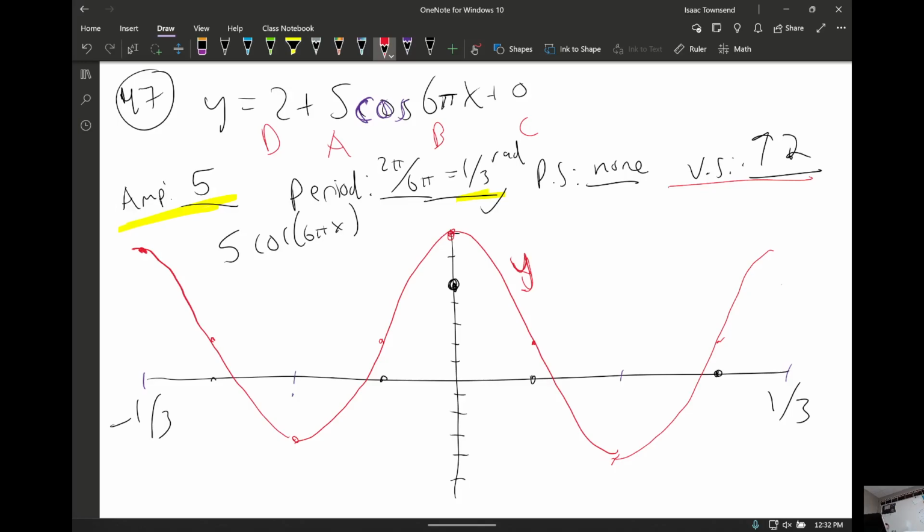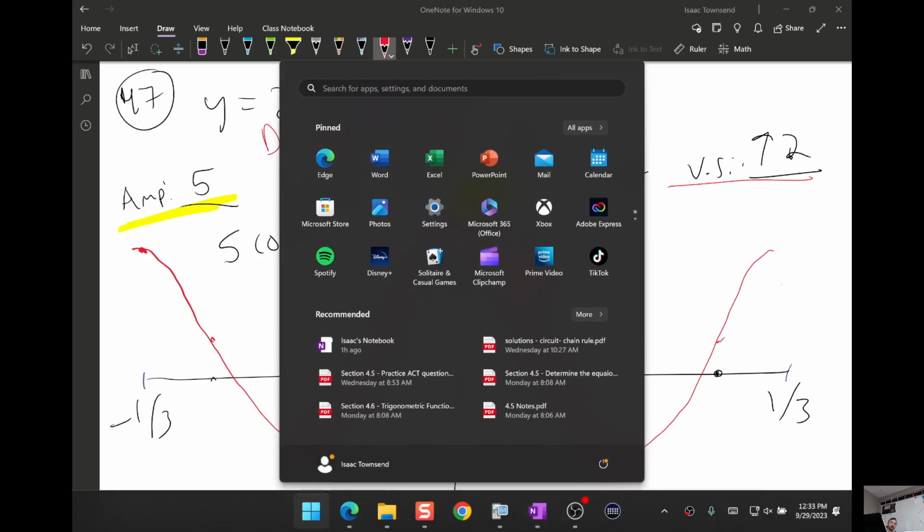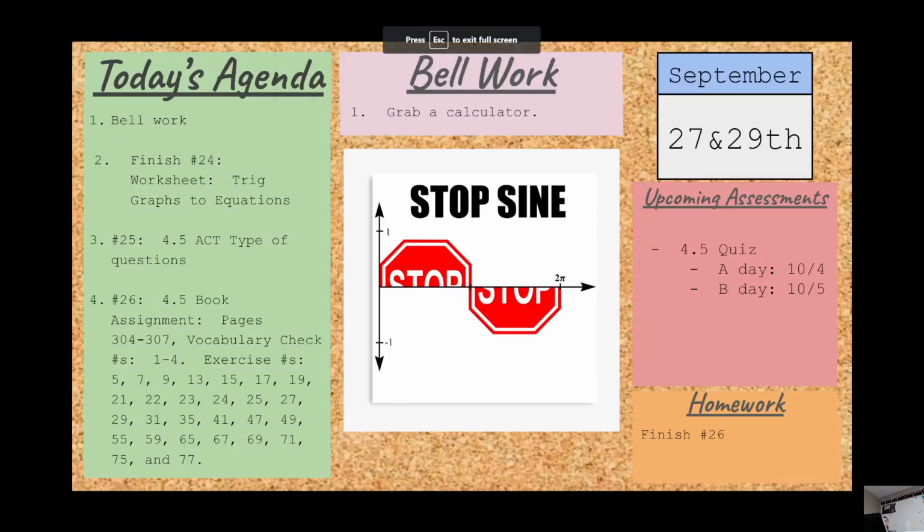Can you put the agenda back up so I can see? Yeah. I also tried to leave it over there. I don't know if you can see the other screen, but there you go. Thank you.